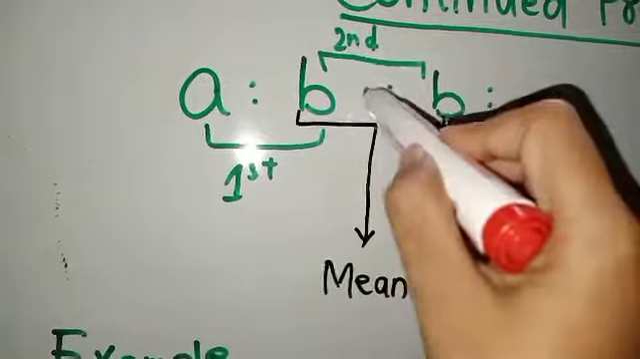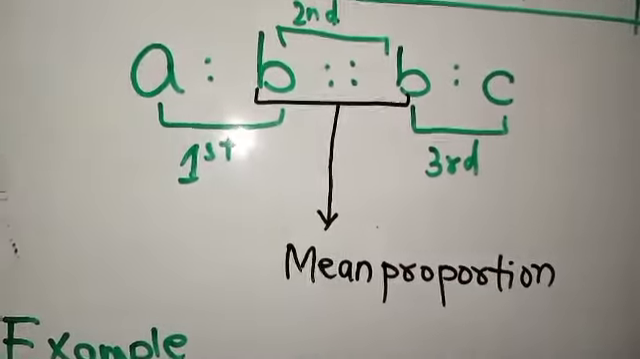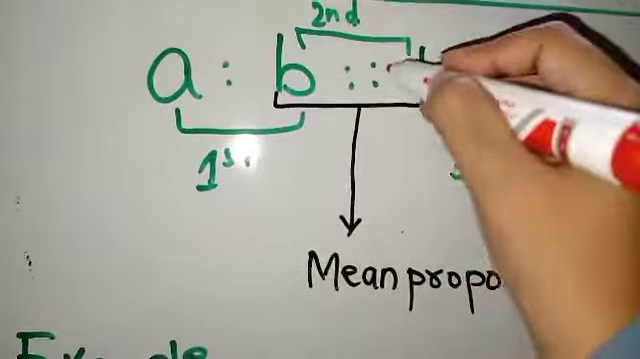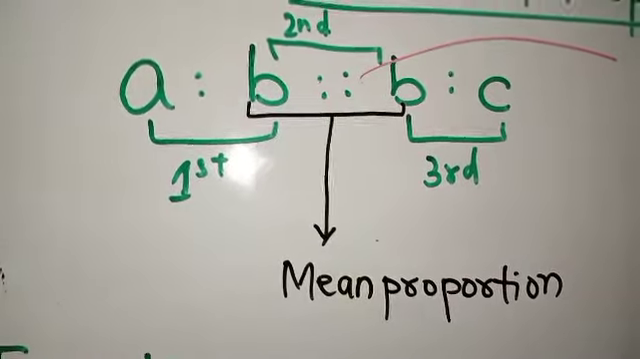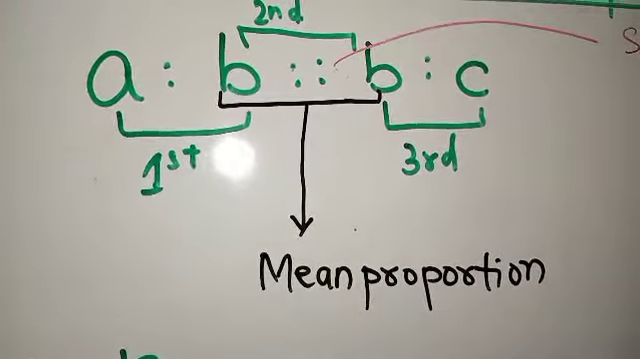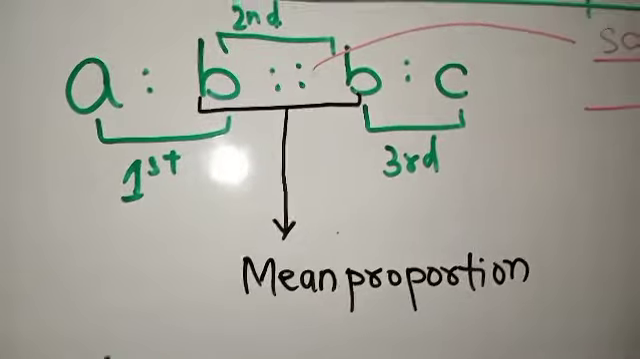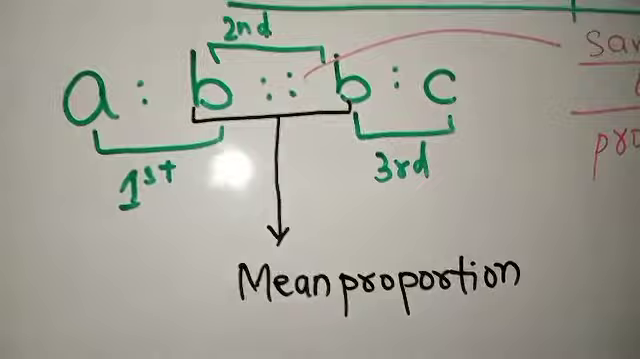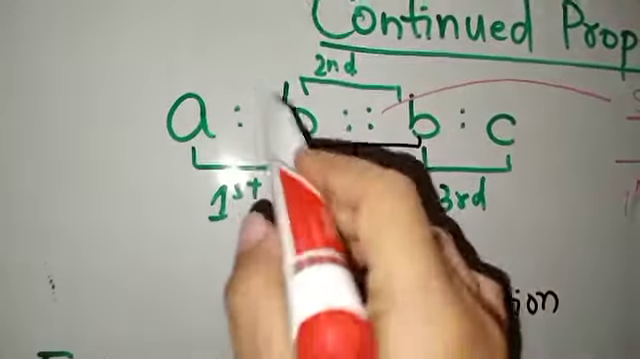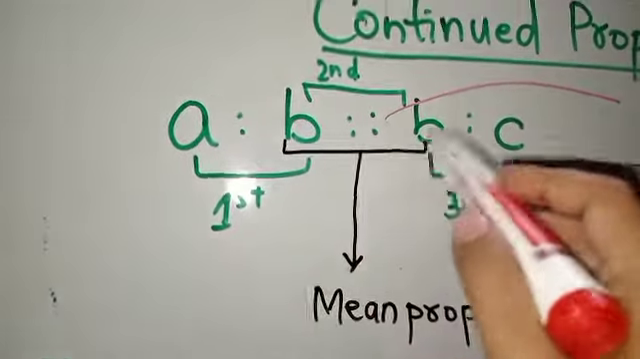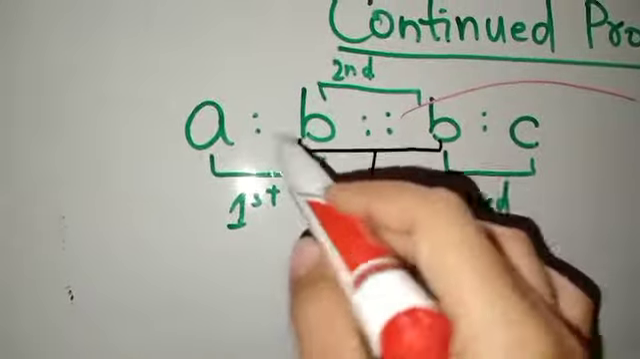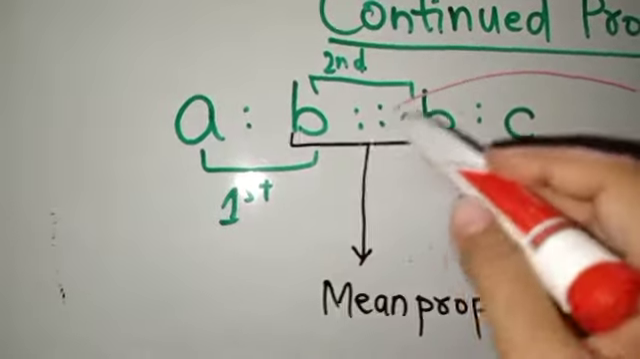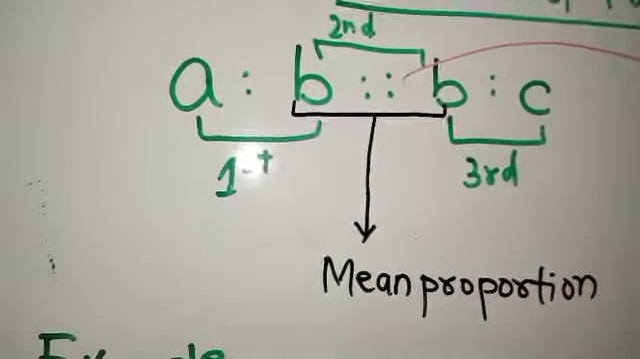Okay, these four dots we read as proportion. We also read it as "same as". You can call it in any way you like. So A is to B same as B is to C, or A is to B proportion to B is to C.